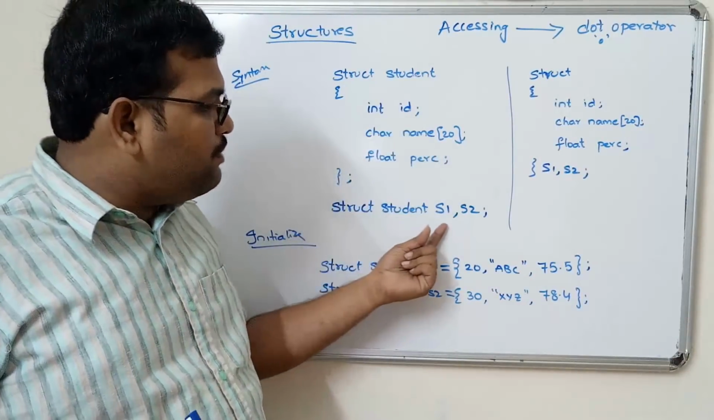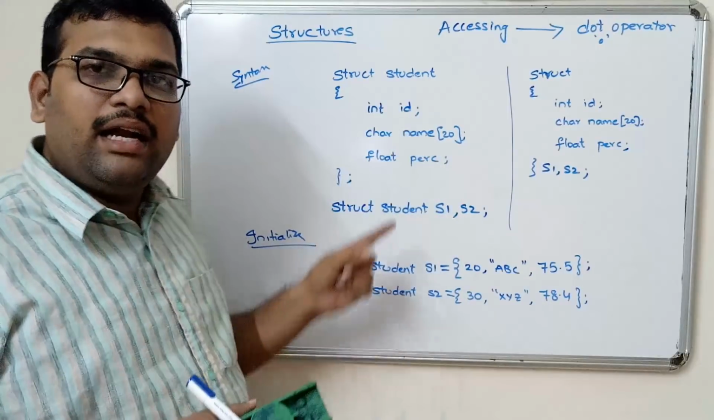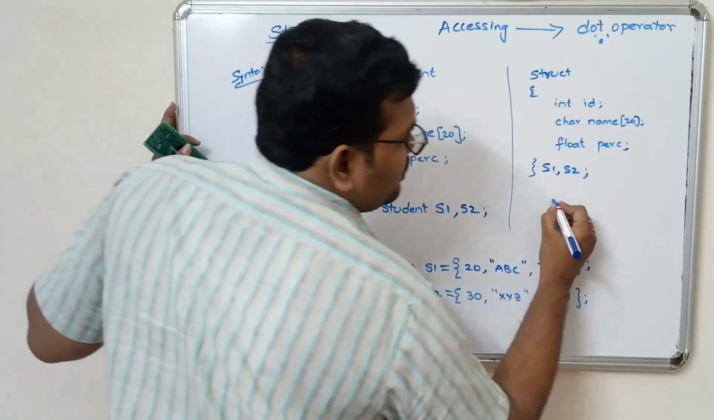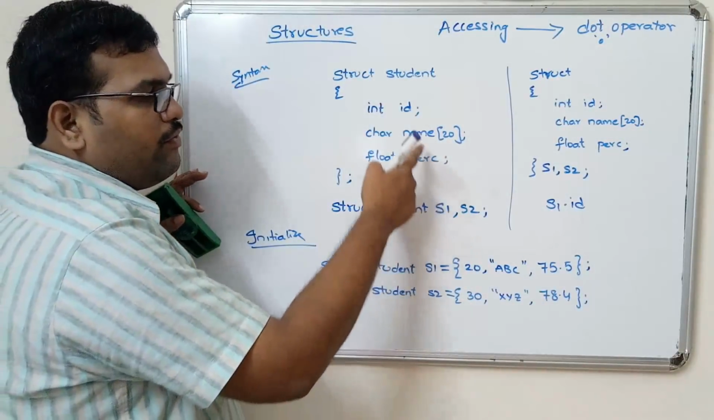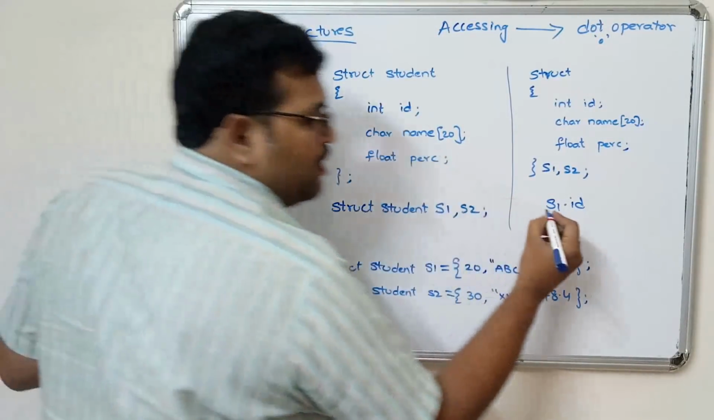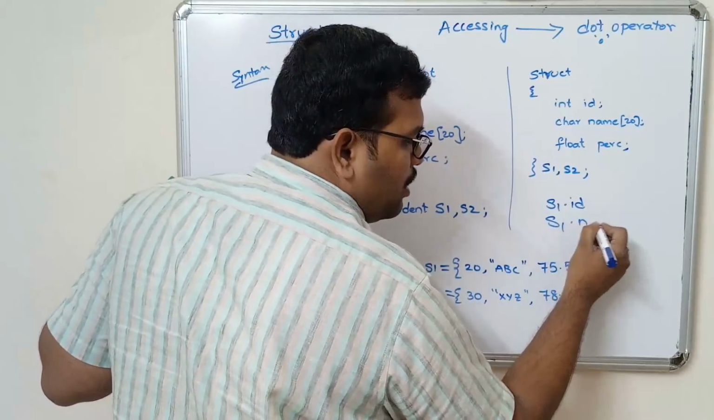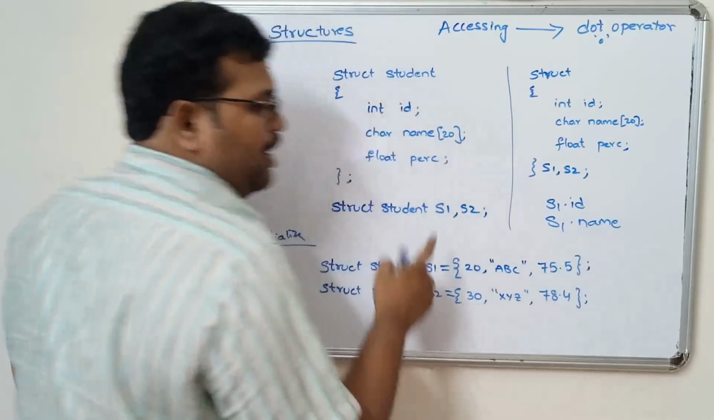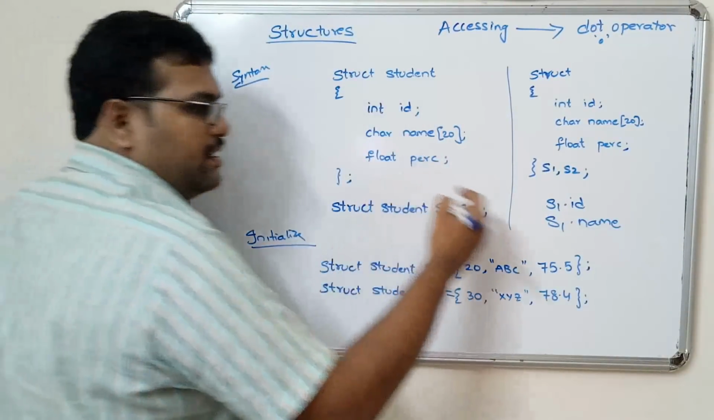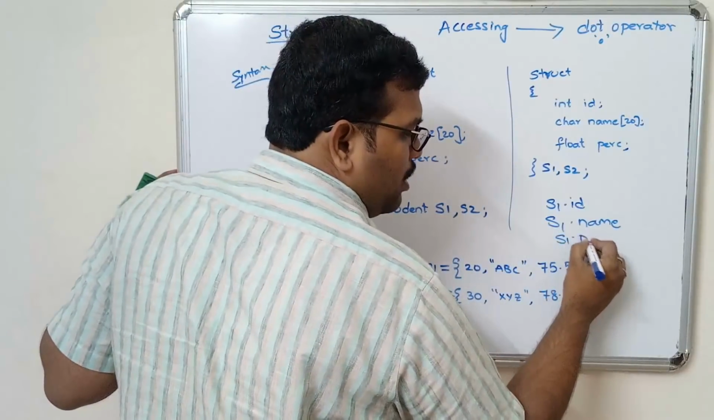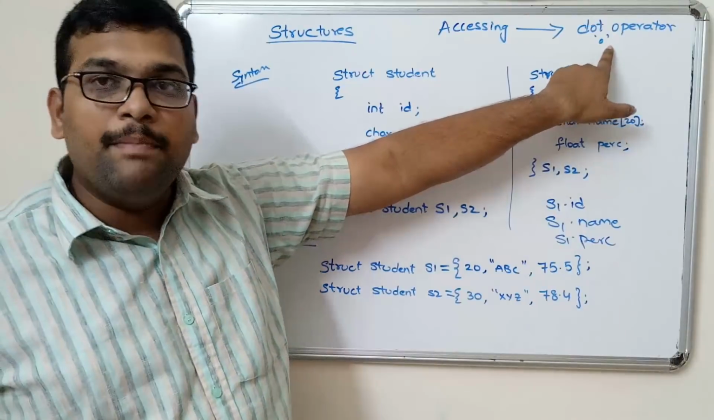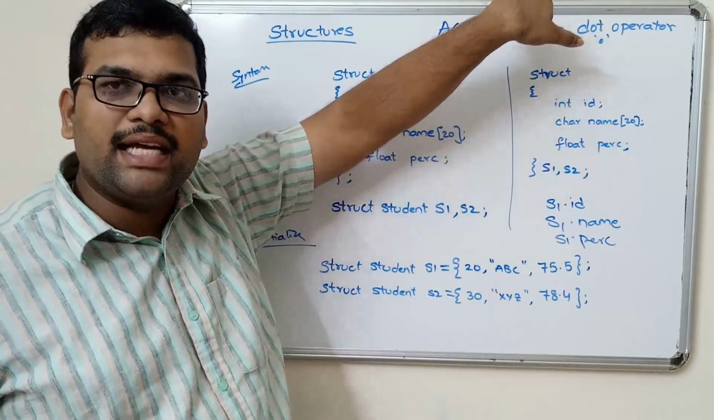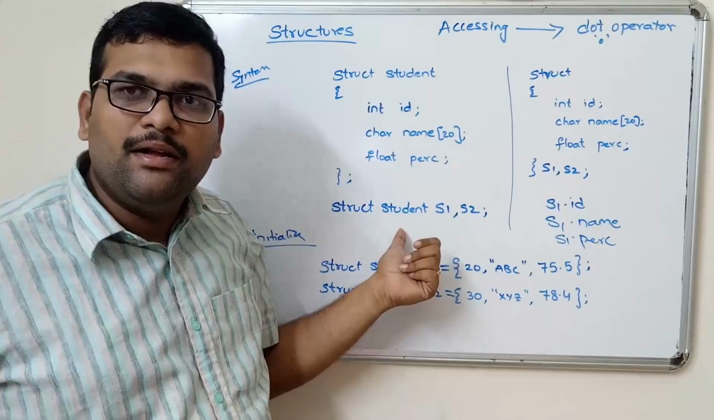If S1 wants to access the ID, that representation will be S1 dot ID. If S1 accesses the name, it will be written as S1 dot name. If S1 wants to access the percentage, it will be written as S1 dot percentage. So by using this dot operator, the members of a structure will be accessed by the structure variables.